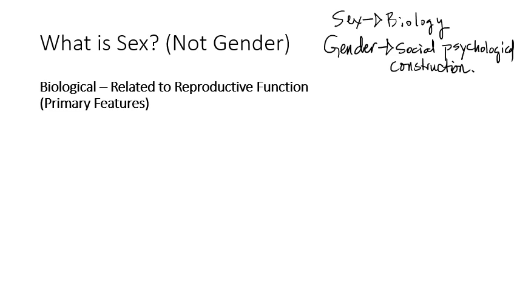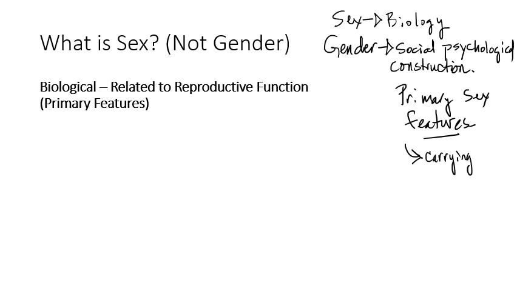Okay, so the differences that we see between males and females when it comes to the pelvic girdle, they are fundamentally different because males do not carry babies, females do, and we need a very different anatomy. So our primary sex features, okay, those refer to, for example, the one that involves carrying a baby. We need a very different hip structure, not only for carrying that baby, but also for delivery.